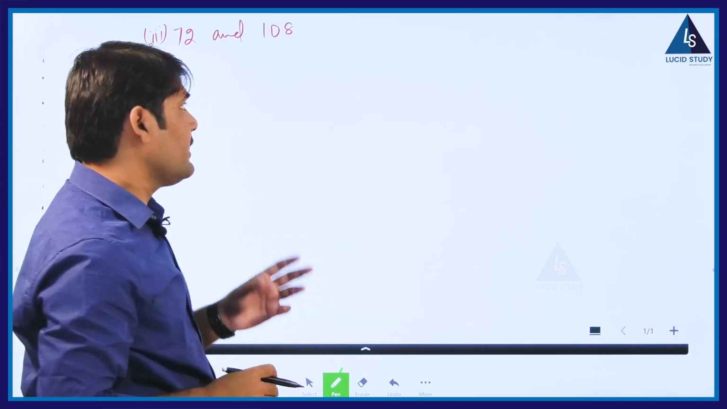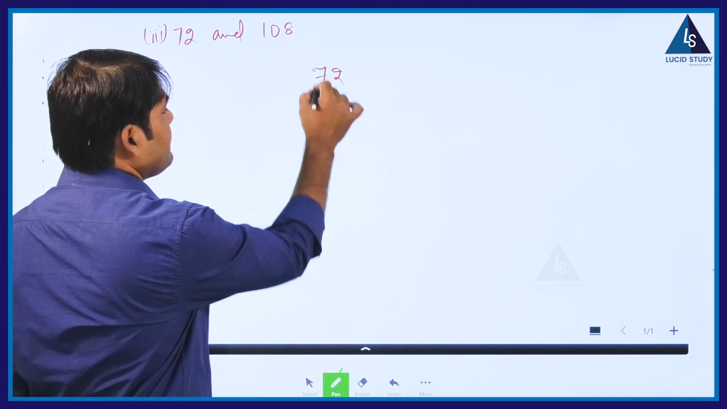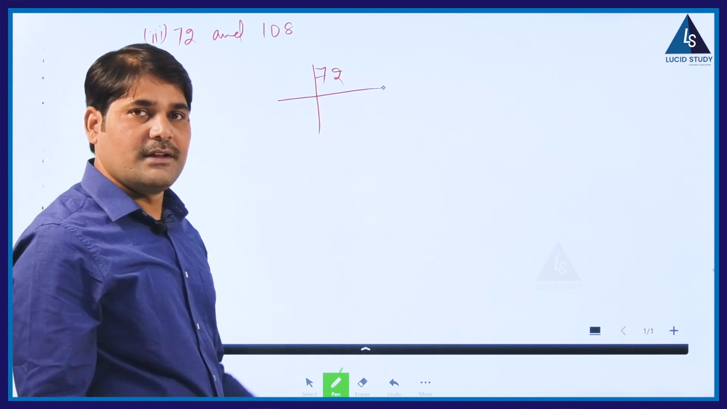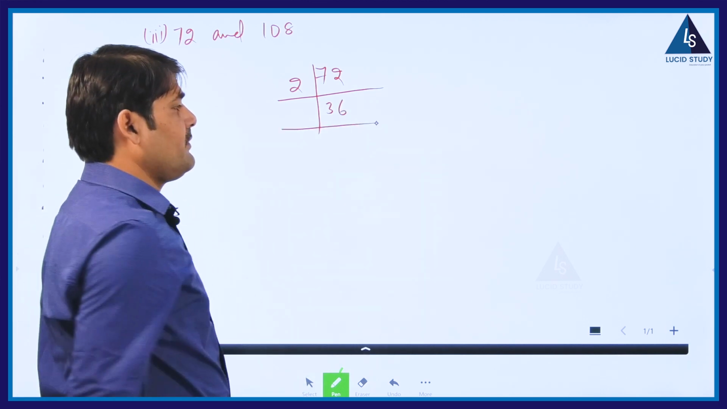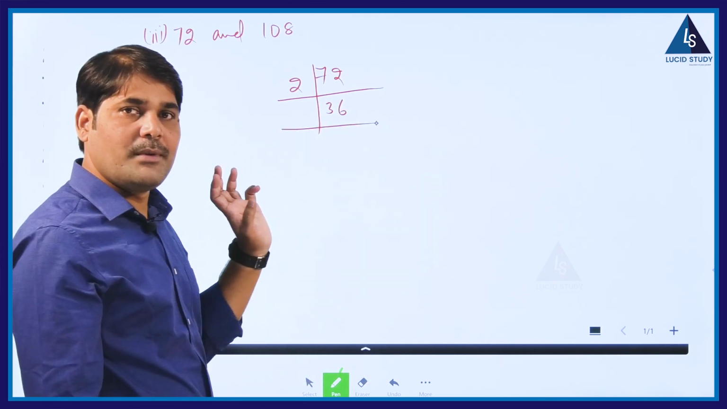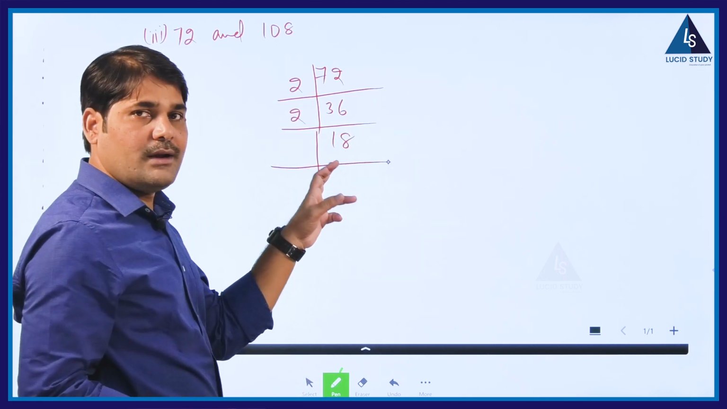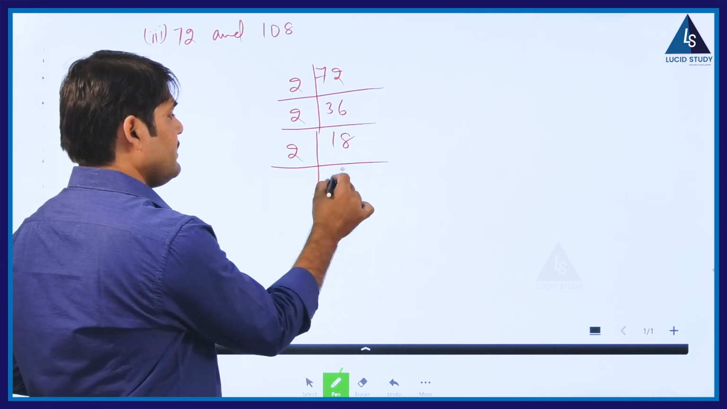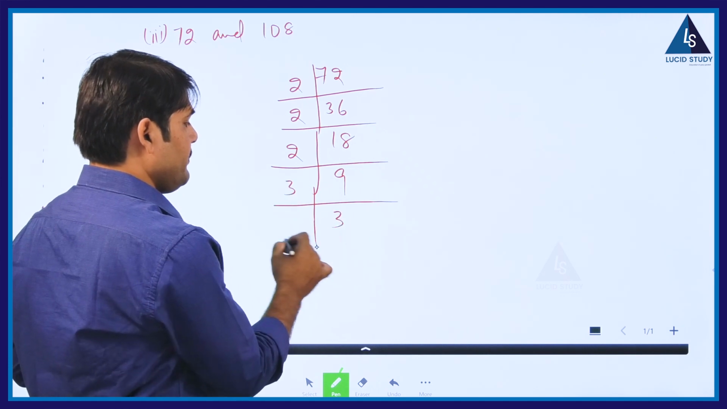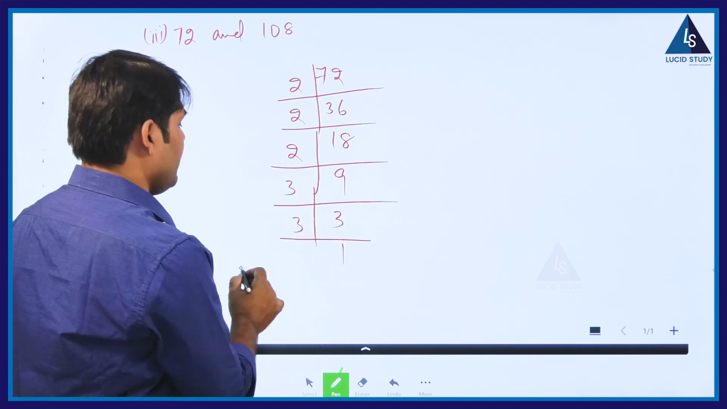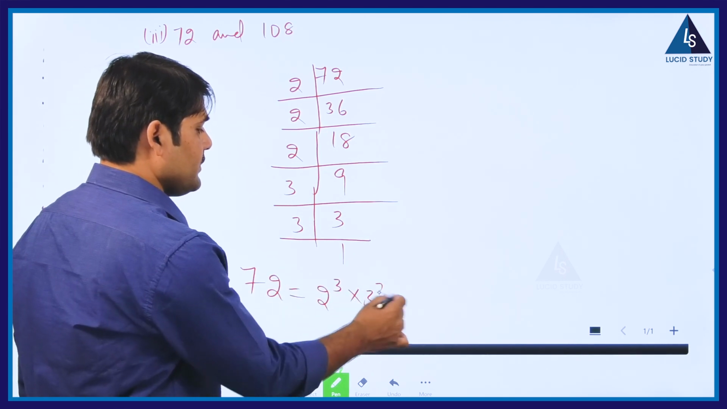So how to find HCF and LCM of these two numbers? So easy. First we will write 72 into prime factors. It is an even number, so it will be divisible by 2. 2 36s. Again 36 is an even number, divisible by 2. 2 18s. Again 18 is an even number, divisible by 2. 2 9s. 9 is in the 3 table, so 3 3s and 3 1s. So 72 is equal to 2 cube into 3 square.